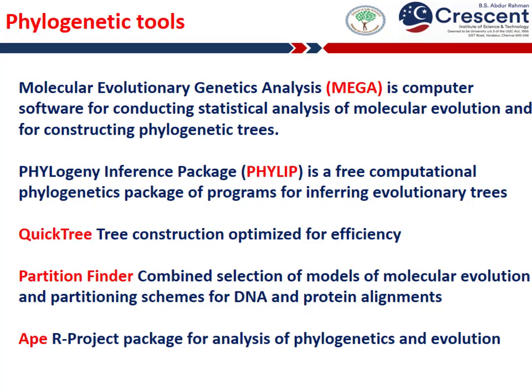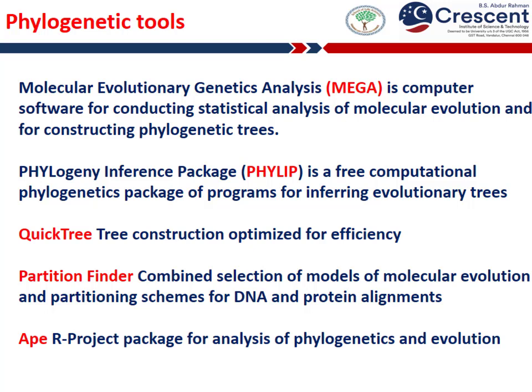Here we can see different phylogenetic tools that are available for plant bioinformatics. The first one is MEGA, that is Molecular Evolutionary Genetics Analysis. It's computer software for conducting statistical analysis of molecular evolution and for constructing phylogenetic trees. It includes many sophisticated methods and tools for phylogenomics and phylomedicine. The next one is the Phylogeny Inference Package, that is PHYLIP. It's a free computational phylogenetics package of programs for inferring evolutionary trees, that is phylogenies. It consists of 35 portable programs.